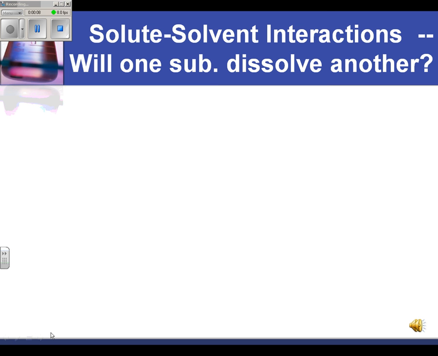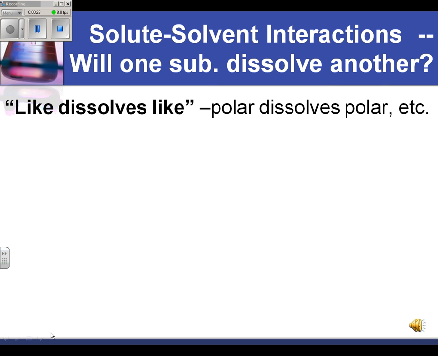Continuing our discussion on solutions, we need to talk about some solute-solvent interactions. We know that oil and water don't mix, so how can we answer the question, will one substance dissolve another? To answer this question, we follow the little saying, like dissolves like. Polar will dissolve polar things. Nonpolar will dissolve nonpolar things.